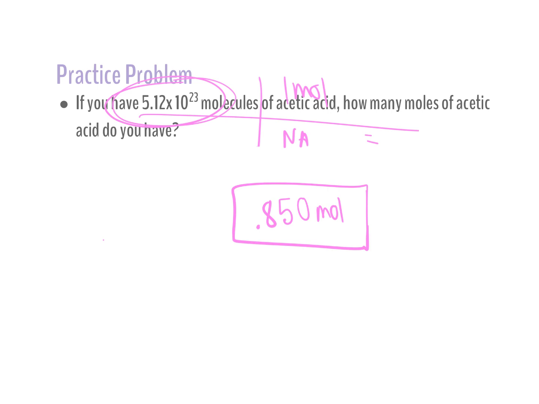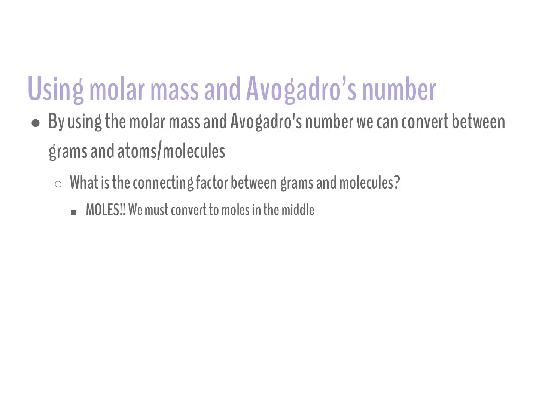All right, let's start putting them together here. If we have grams and molecules, what's the middleman between those two things? What's the middleman between grams and atoms or grams and molecules? Moles. The connector between them has to be moles. We don't know how many grams are in 1 molecule of something, and we don't know how many molecules are in 1 gram of something. Moles is our connector. Okay, so moles is our middleman.